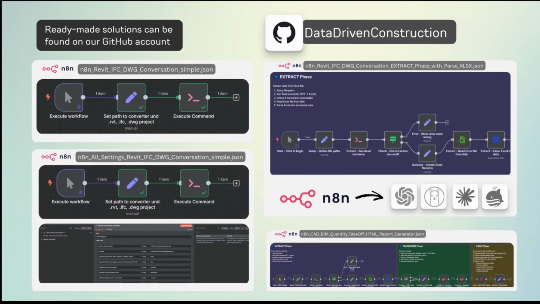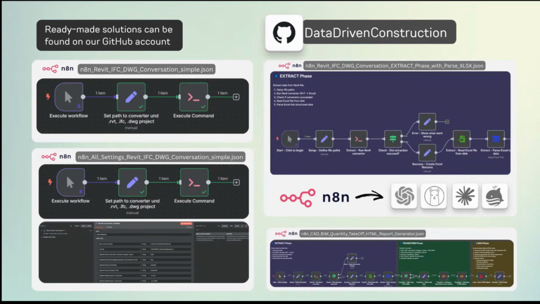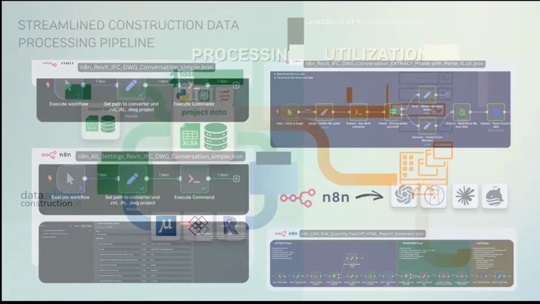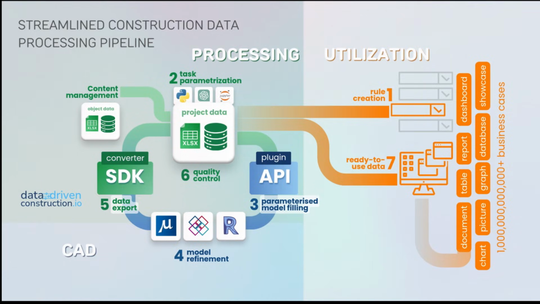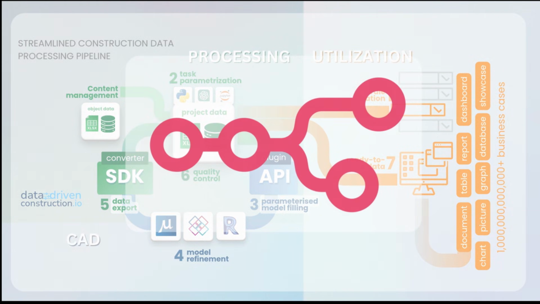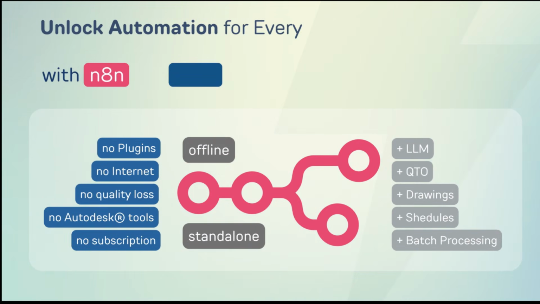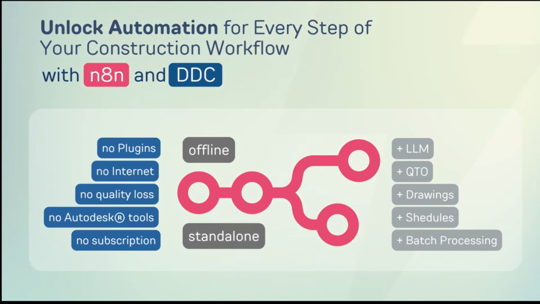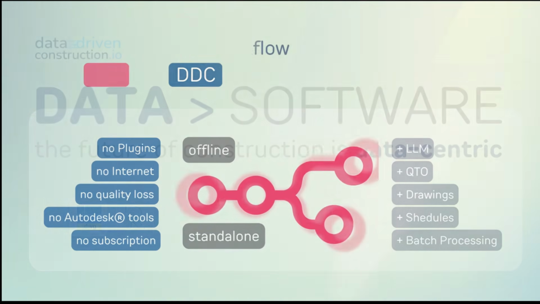You can find more data workflows and ready-made pipelines on our GitHub and on site datadrivenconstruction.io. In real projects, it all starts with the parameterization of tasks and validation steps, now fully customizable, regardless of the CAD format. n8n and flexible parameterization is exactly what you need to automate your processes.